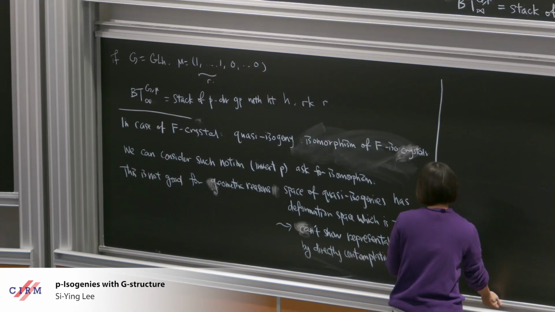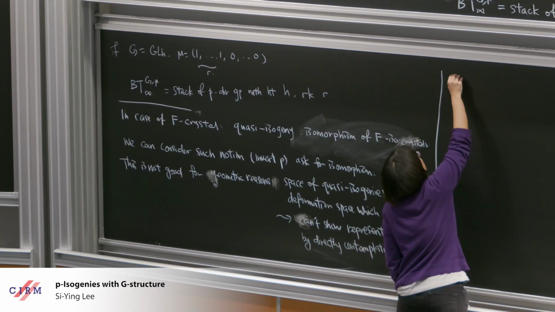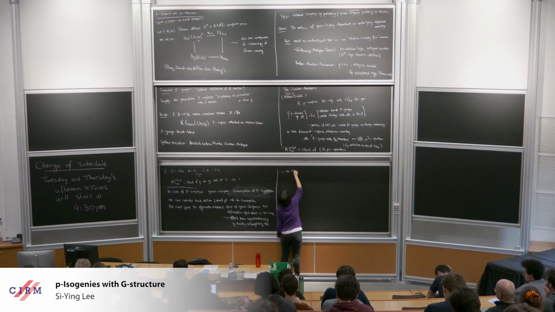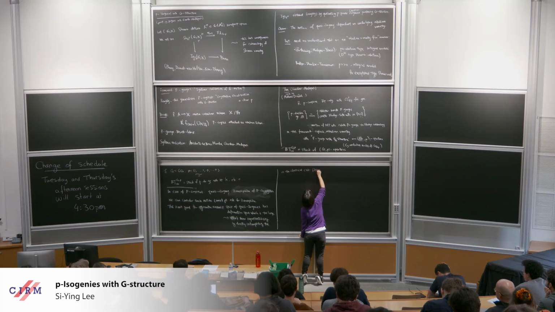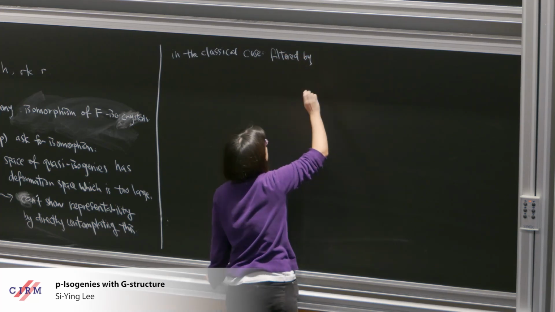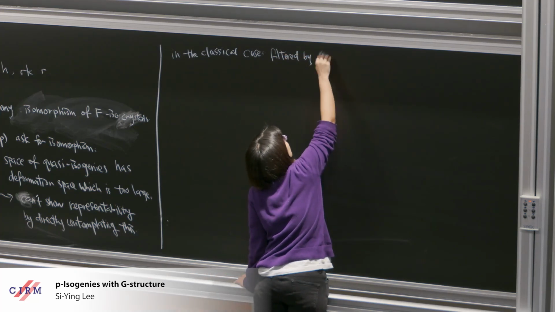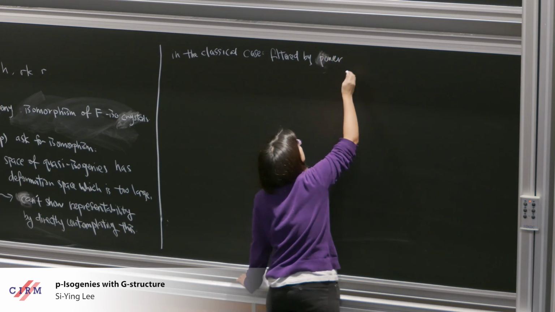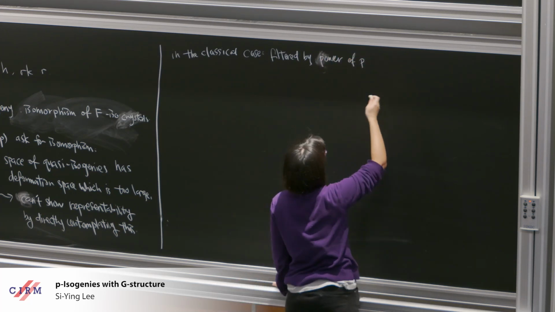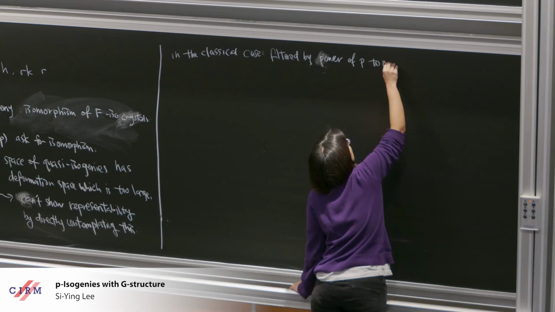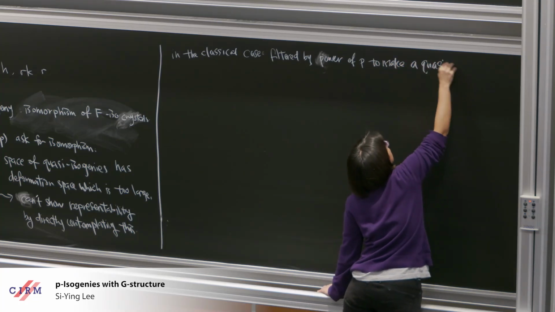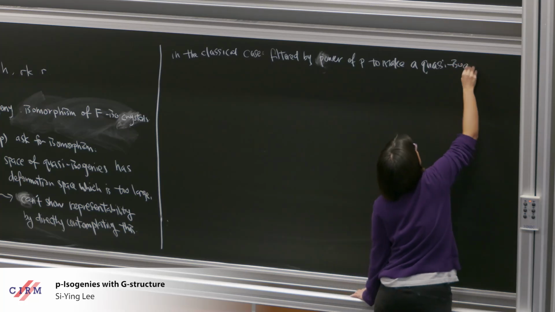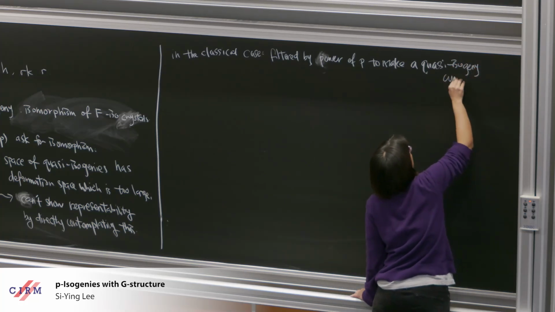So in the classical case, what we did was we filtered by the degree, or the power of p, needed to make a quasi-isogeny an isogeny.